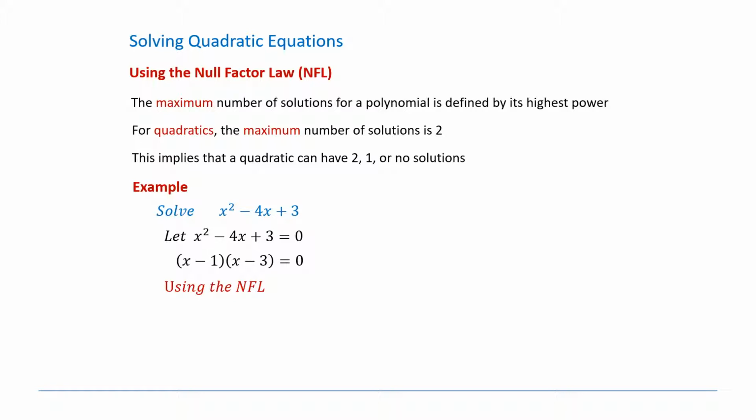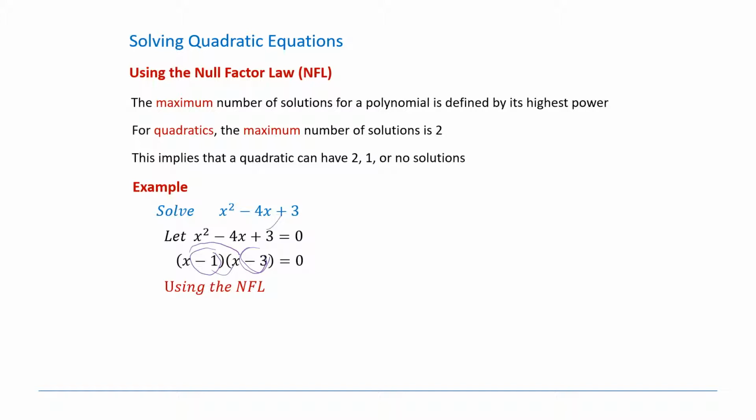So firstly, we factorize, which is already done for you here. Let's check whether this is right. x times x is x squared. x times negative 3 is negative 3x. Negative 1 times x is negative 1x, so negative 3x plus negative 1x gives you negative 4x. That's correct. The constant term times the constant term should produce the constant term. Negative 1 times negative 3 should give you plus 3.